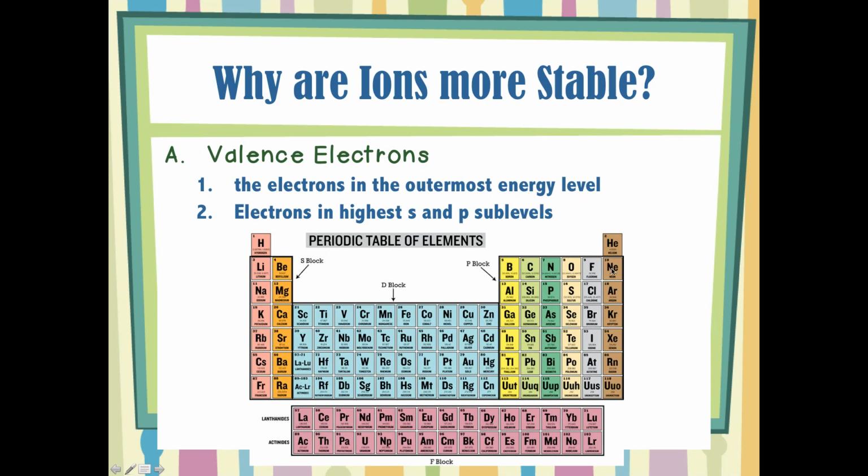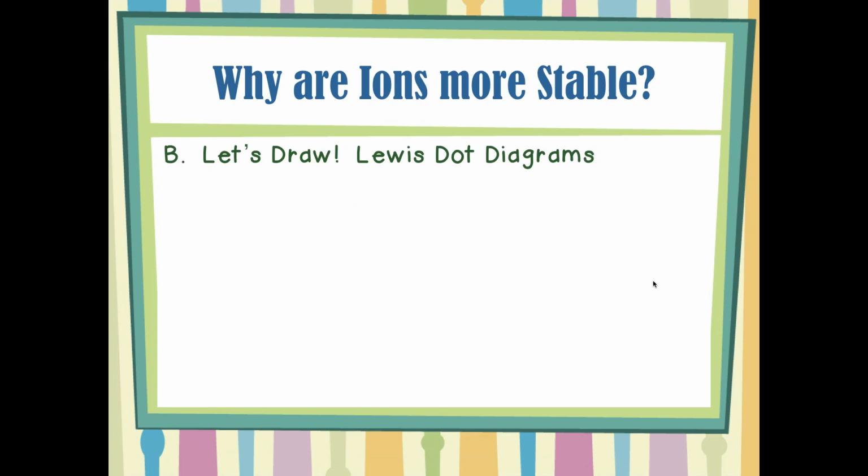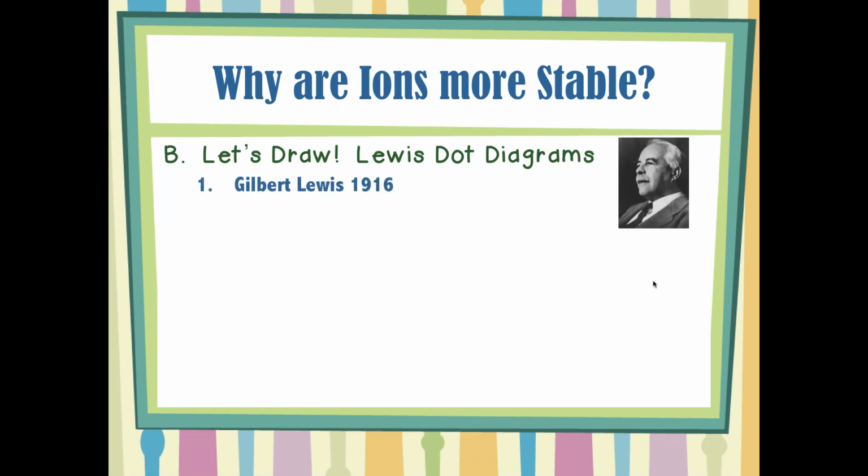Count the S and the P block, or you can write out the full electron configuration, but you don't have to. So let's draw this. This is a visual way to represent valence electrons. And they're called Lewis dot diagrams because they're named after Gilbert Lewis, who wanted a visual for representing how stable atoms or ions are. So it shows the valence electrons, because that's going to help us see how stable they are, knowing that 8 is the goal.